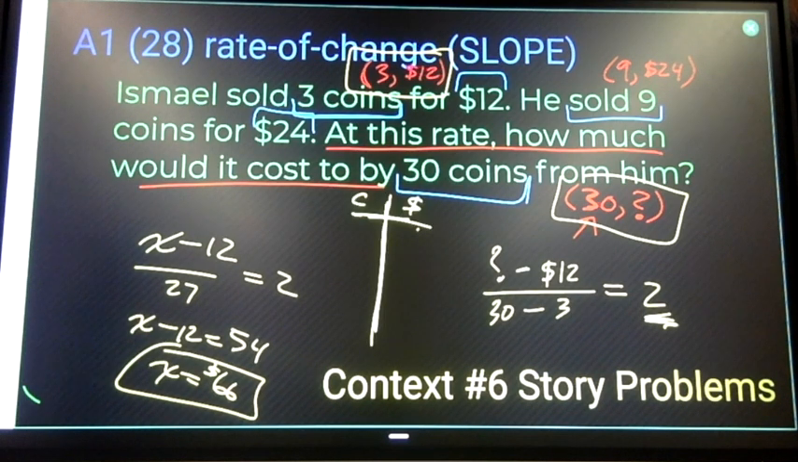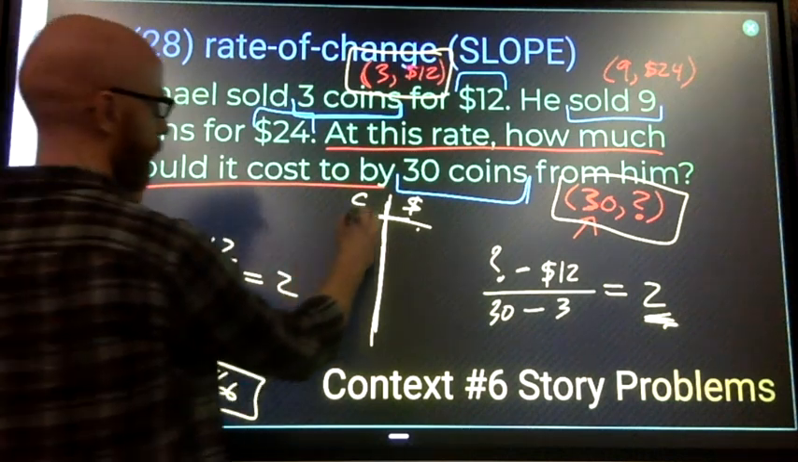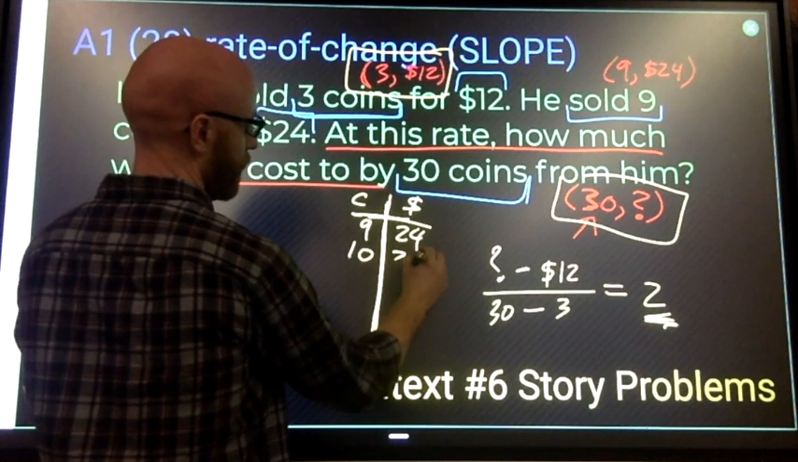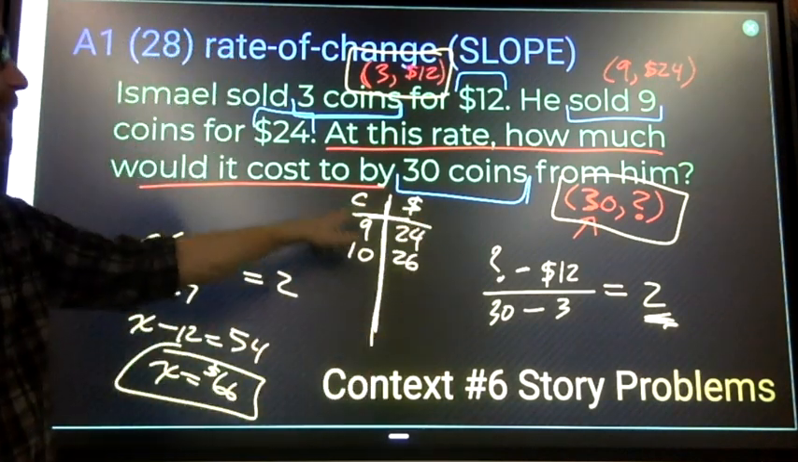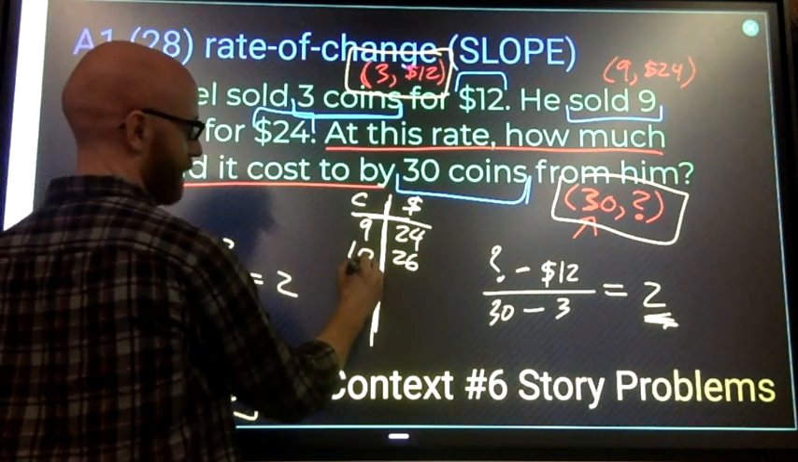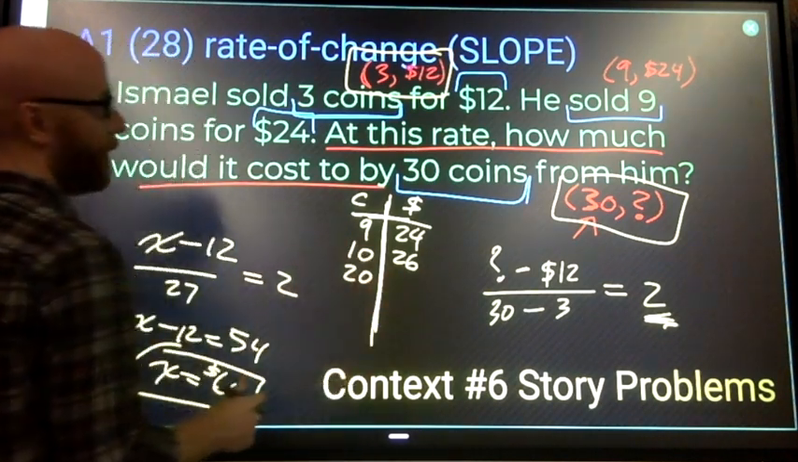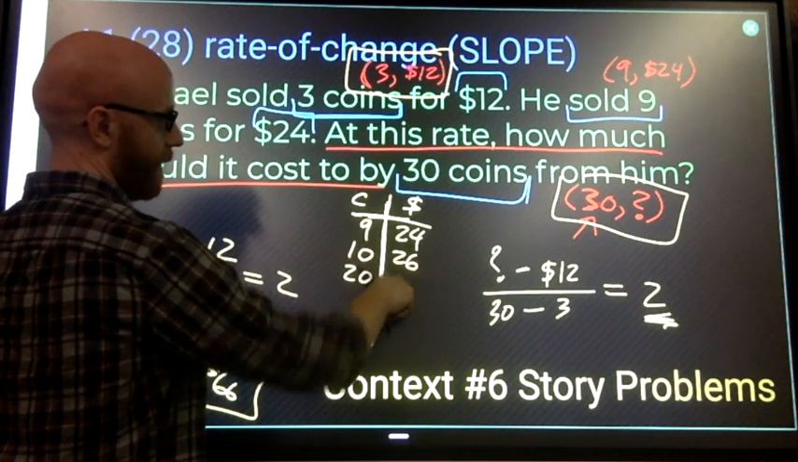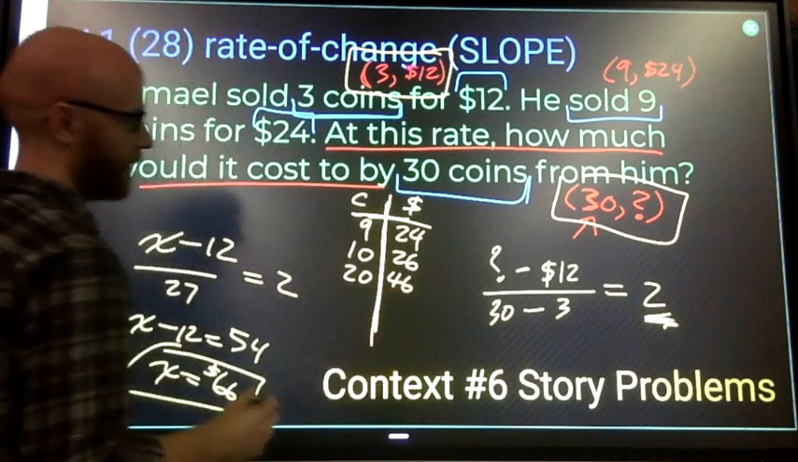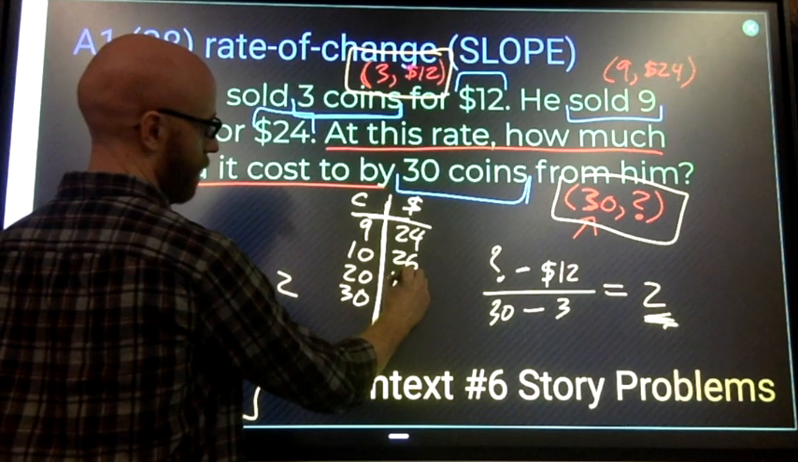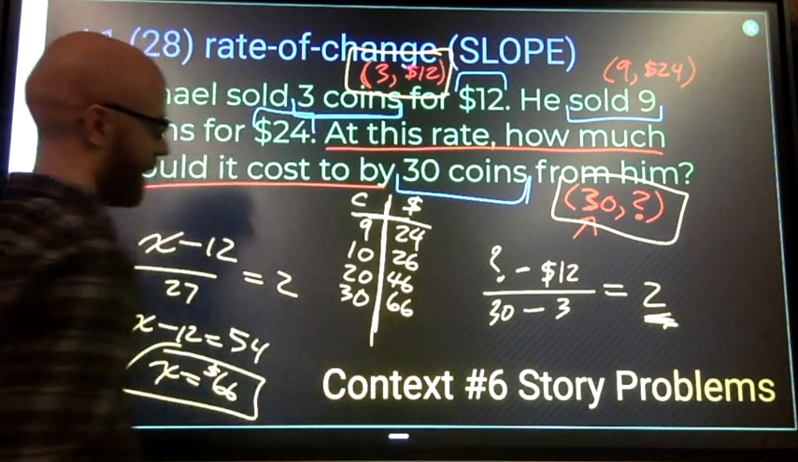The other way that I could do this is count upward from 9 to 24, right? If my slope is 2, I should be going up 2 in the dollars when I go up 1 in the coins. Jump 10, 20 would be up 20 here, 46. 30, up 20 here, 66, right?